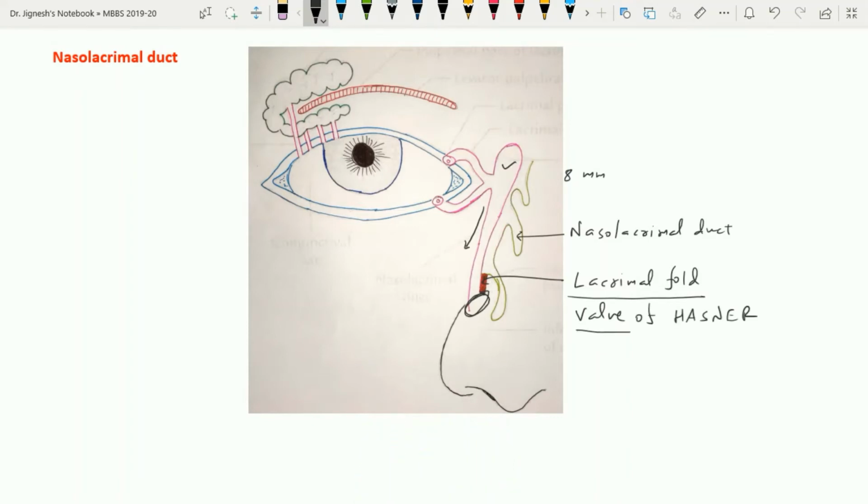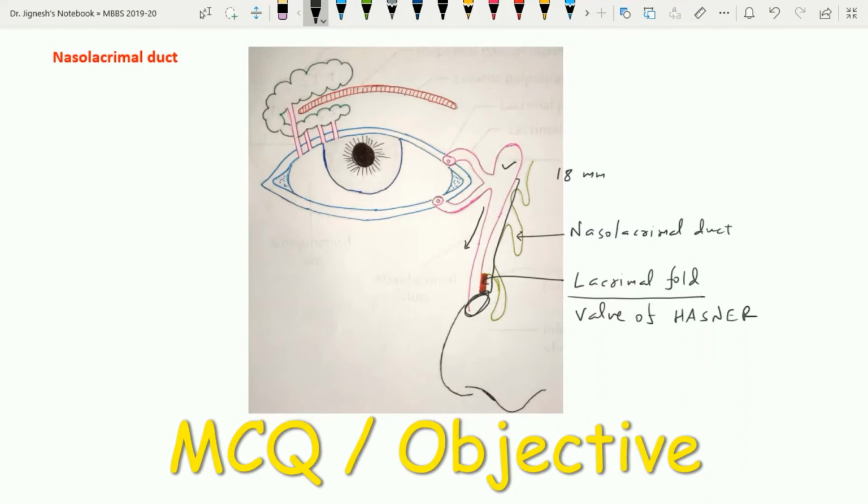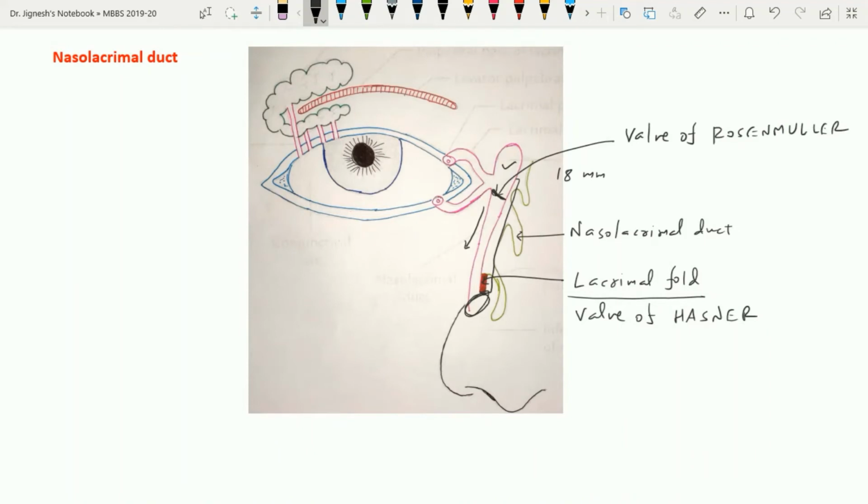This valve of Hasner is responsible for preventing the blowing of air into the eye through this nasolacrimal duct. It is also guarded at the upper end, at the junction with the lacrimal sac, by one more valve, called the valve of Rosenmuller. This nasolacrimal duct is wider above and below, and narrower in the middle. It passes through the bony canal, which is formed by the maxilla bone, the lacrimal bone and the inferior nasal concha.